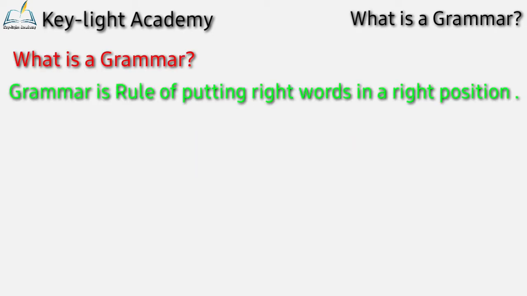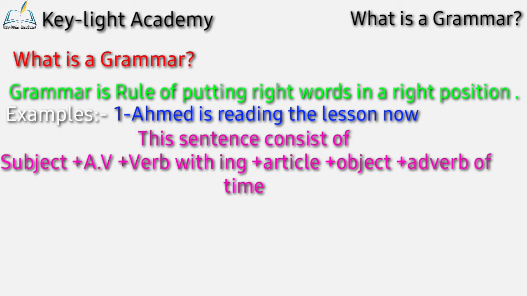What is grammar? Grammar is a rule of putting the right words in the right position. That means it's a rule or way of arranging, placing, or connecting words in the correct positions in a grammatical way. Example: Ahmed is reading the lesson now. This sentence consists of subject plus auxiliary verb plus verb with ing plus article plus object plus adverb of time.